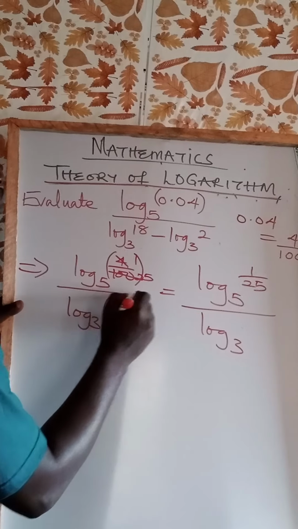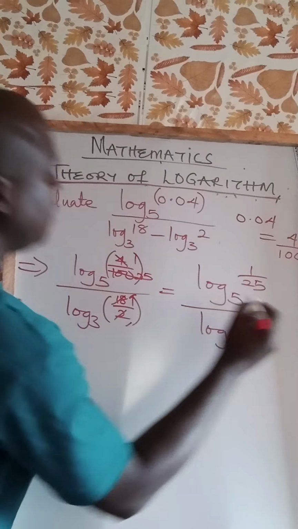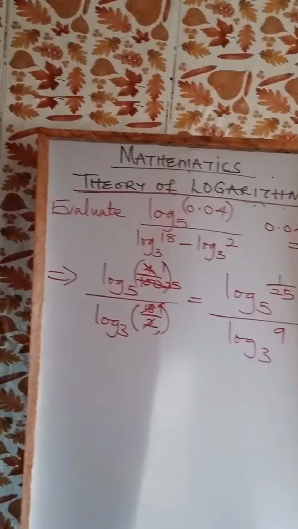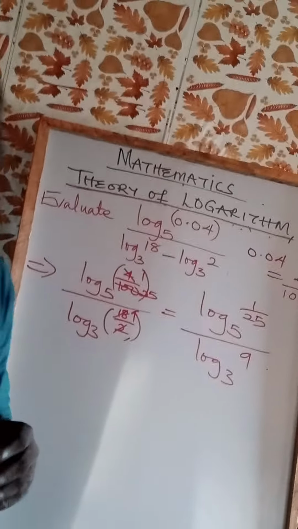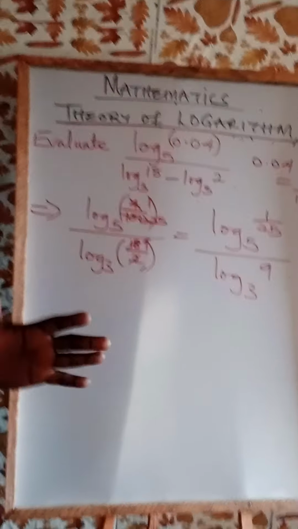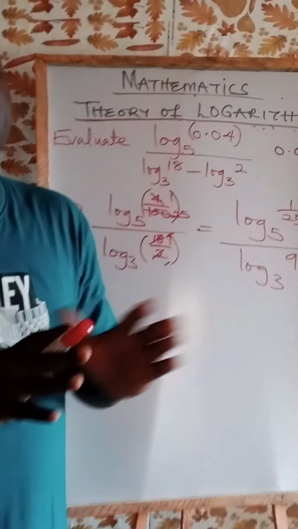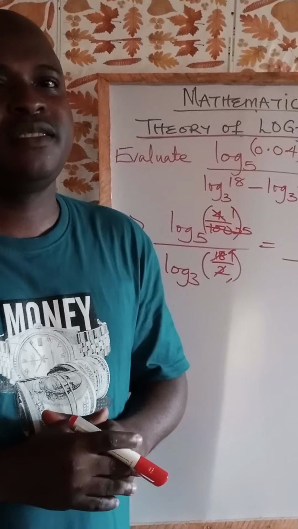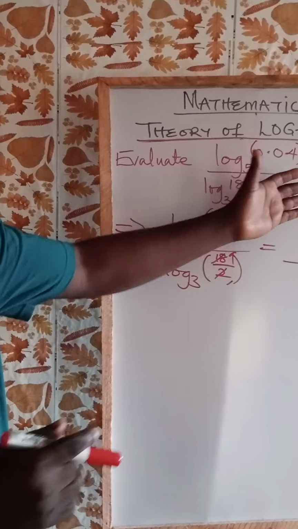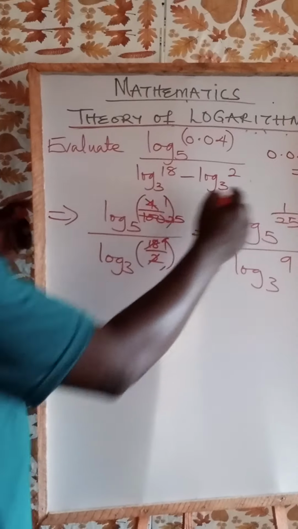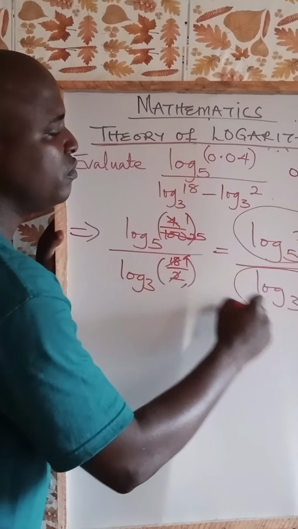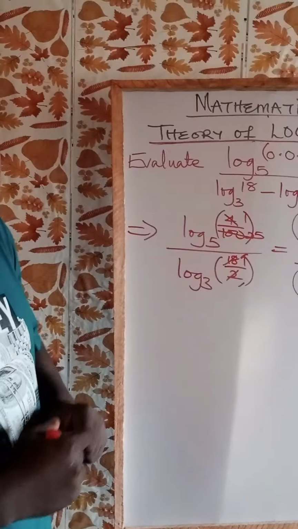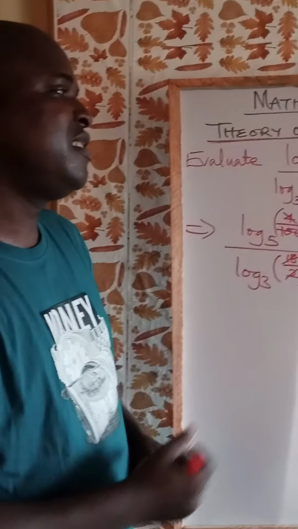2 here is 1, 2 here is 9. We have 9 here. Looking at both numerator and denominator, you will notice that the two of them have different bases. That means we cannot solve them together. We are going to solve the numerator separately and also solve the denominator separately. Then we can combine the answers together.